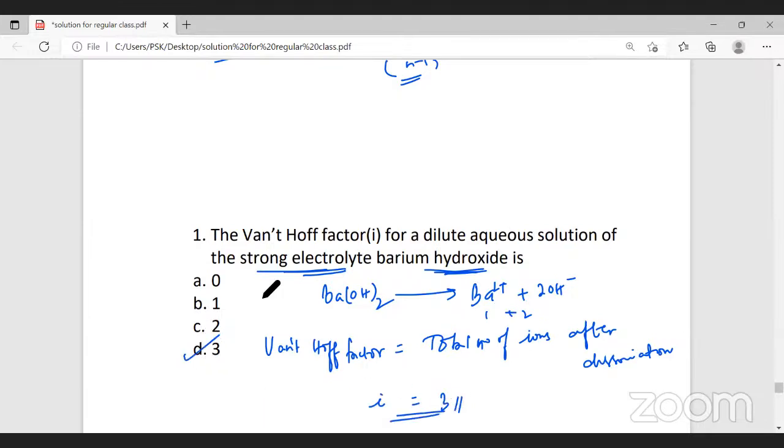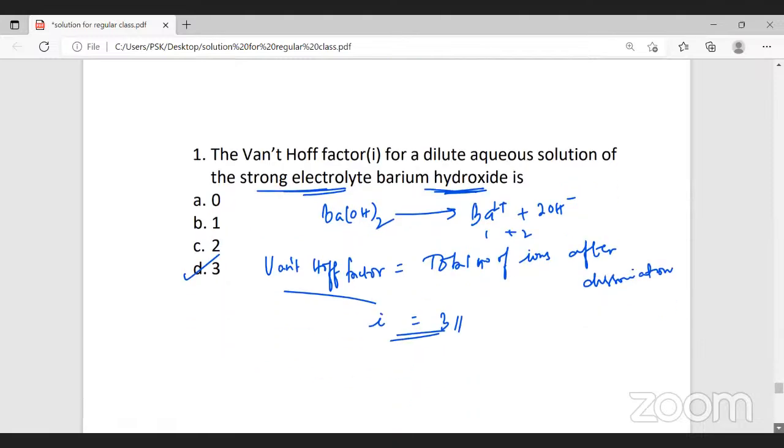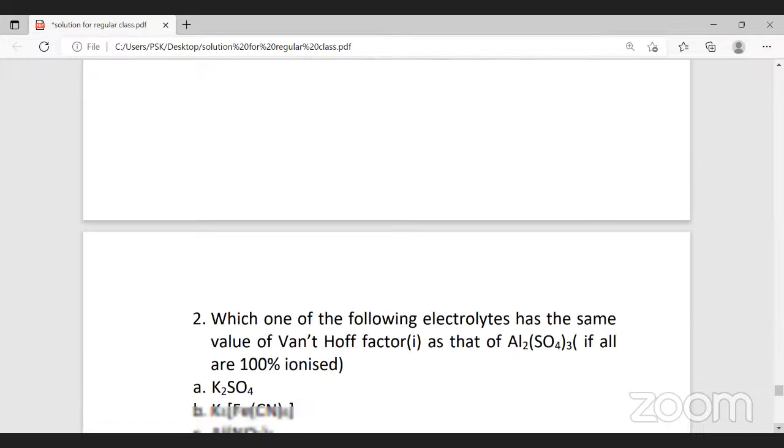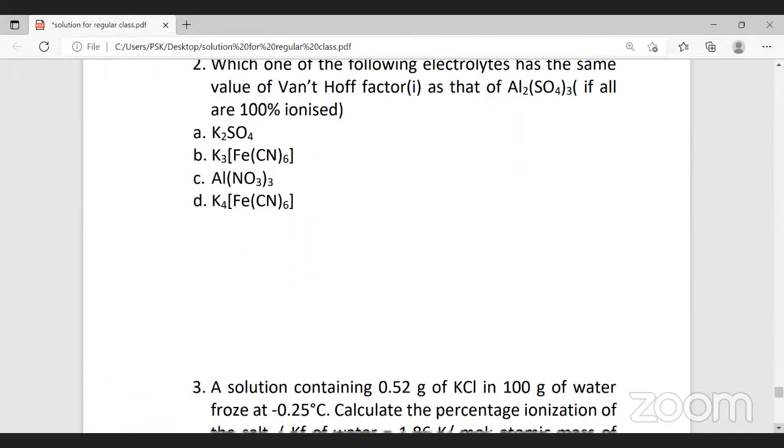So the answer for this question is option D. The number of ions is 1 plus 2, therefore it is 3. When we say strong electrolyte, remember it undergoes complete dissociation. So 1 molecule of barium hydroxide gives you 1 barium ion and 2 hydroxyl ions. Therefore, the total number of ions is 3, and hence the Van 't Hoff factor is equal to 3. Did you understand the simple problem? Yes, sir.